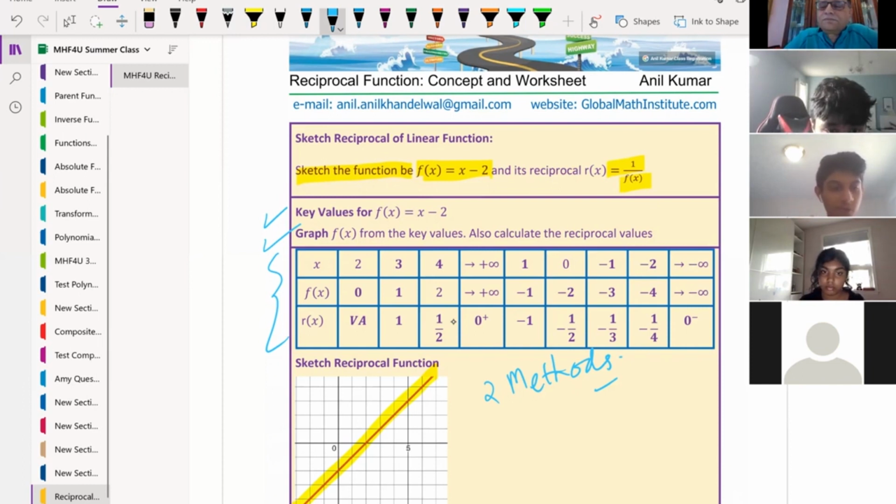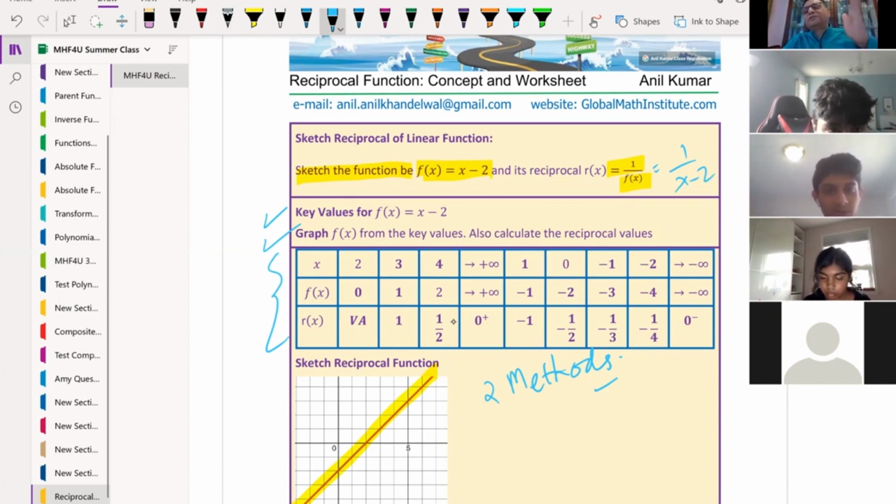Yes, sir. Sir, before I do that, I have a question. When we say let the function f of x equal x minus 2 and we have to find the reciprocal, the reciprocal would be 1 over x minus 2, right? Correct. So in this case, 1 over x minus 2. Can we draw 1 over x and then just move every point 2 units to the right? We will not adopt that approach.